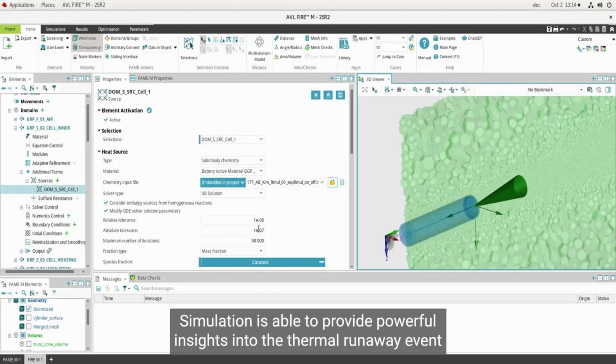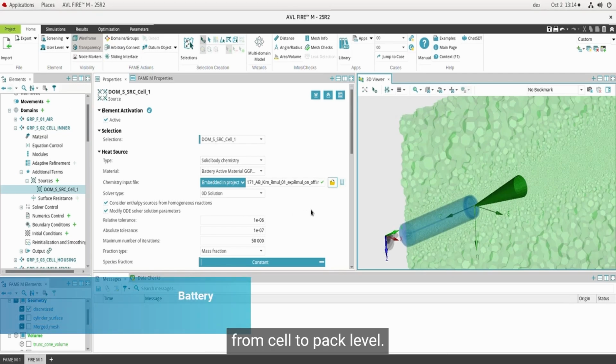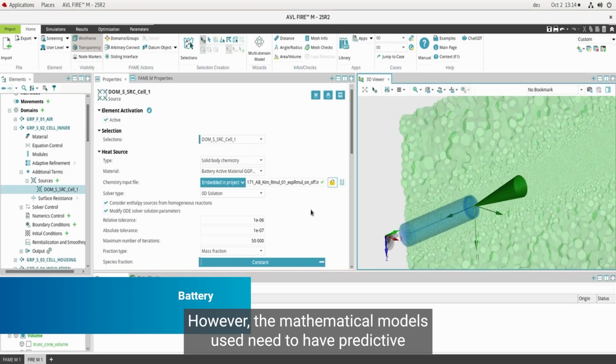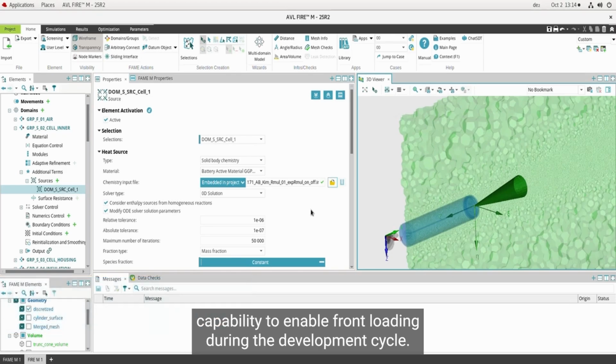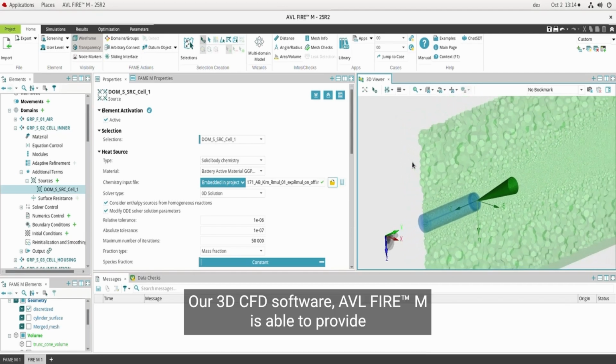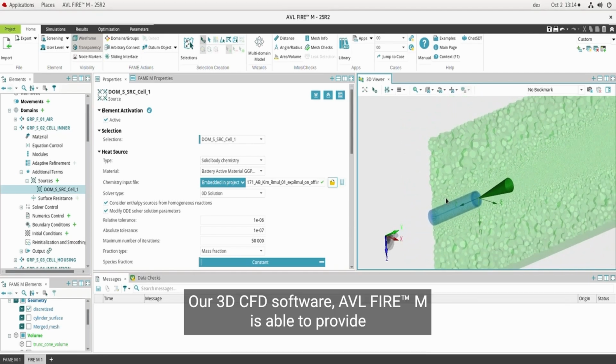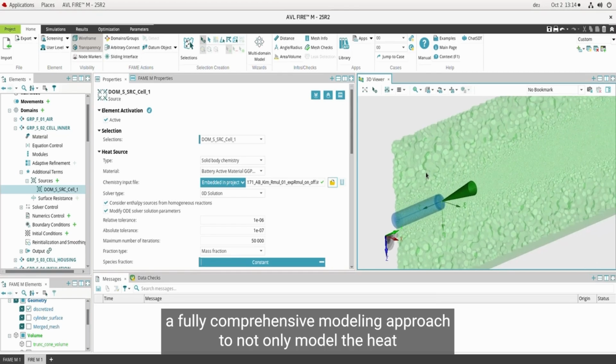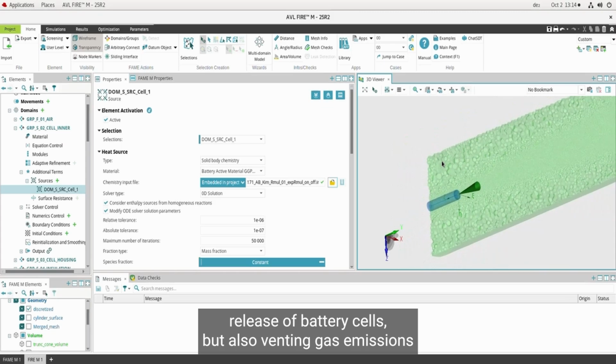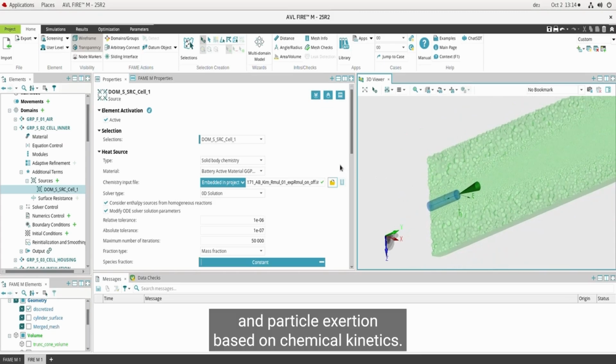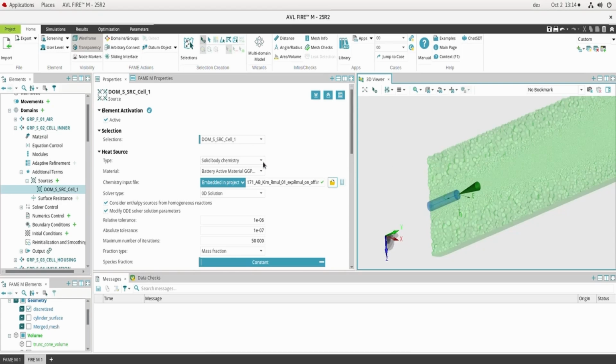Simulation is able to provide powerful insights into the thermal runaway event from cell to pack level. However, the mathematical models used need to have predictive capability to enable front-loading during the development cycle. Our 3D CFD software, AVL FIRE M, is able to provide a fully comprehensive modelling approach to not only model the heat release of battery cells, but also venting gas emissions and particle exertion based on chemical kinetics.